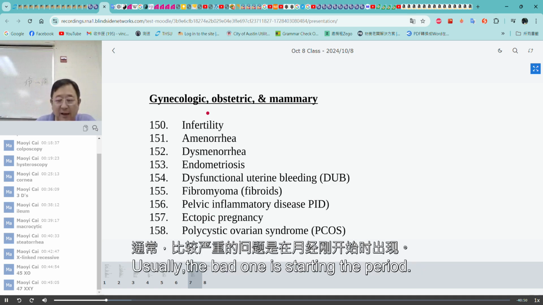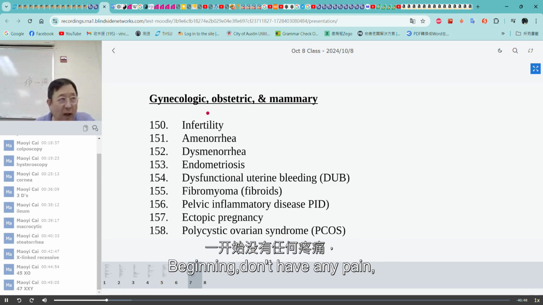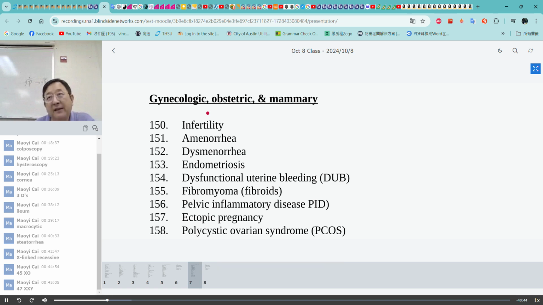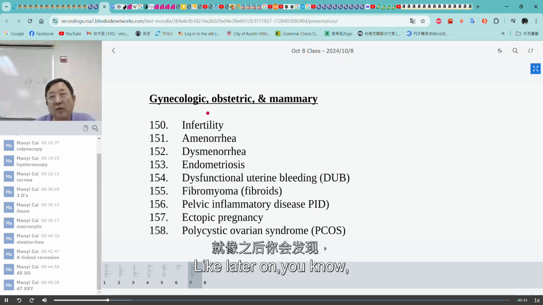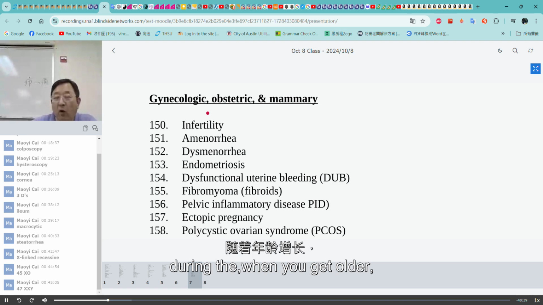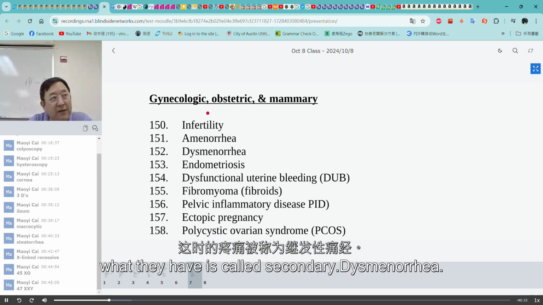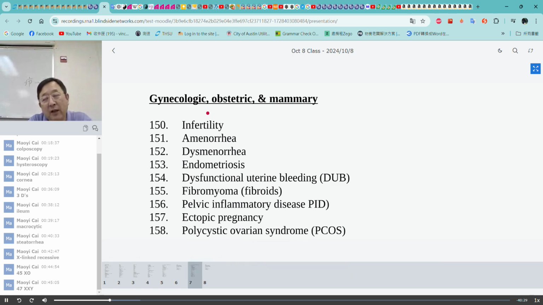Usually the bad one is when, at the beginning of the period, you don't have any pain, but all of a sudden, at one point, you start to have pain. Later on, when you get older, so then what? Usually be careful, endometriosis. Endometriosis is what we call secondary dysmenorrhea. That's the main feature of endometriosis.